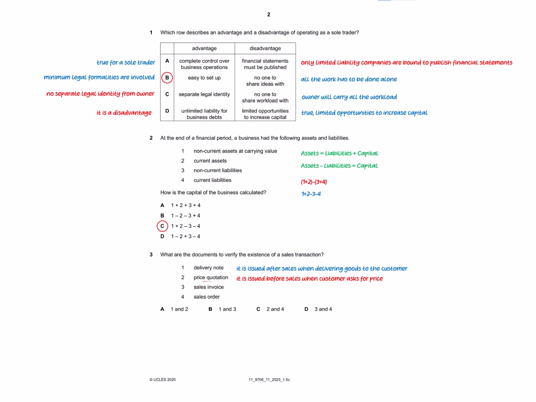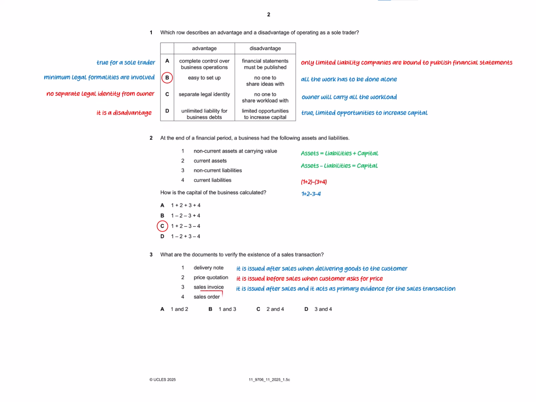Number 3, sales invoice. This document is issued after the sale has taken place, and it acts as primary evidence for the sales transaction. And it is also requesting payment from the customer. So this document supports the existence of a sales transaction.